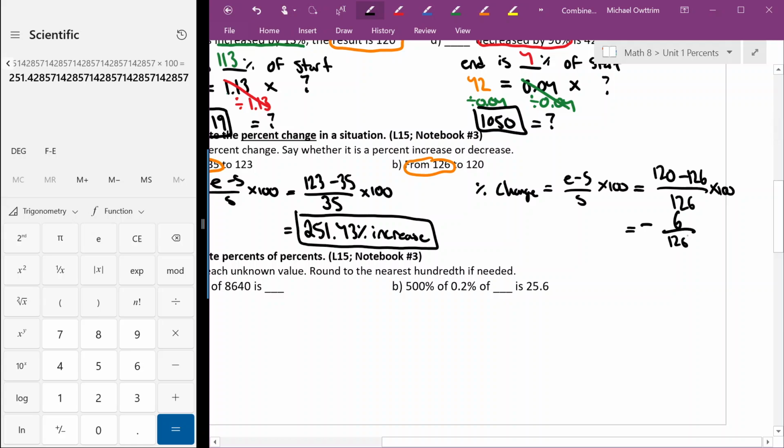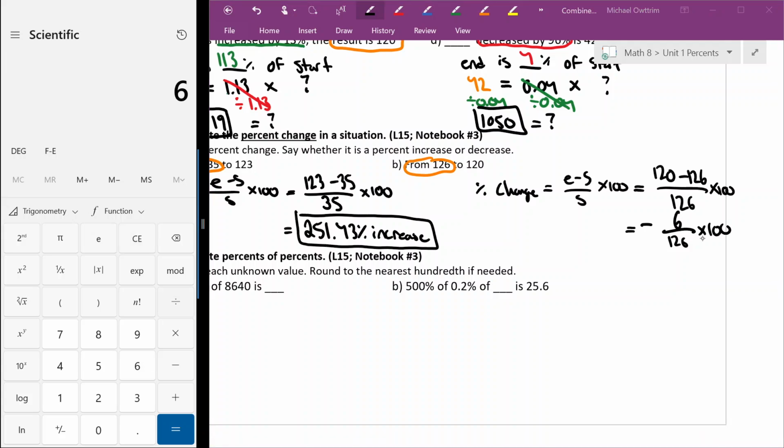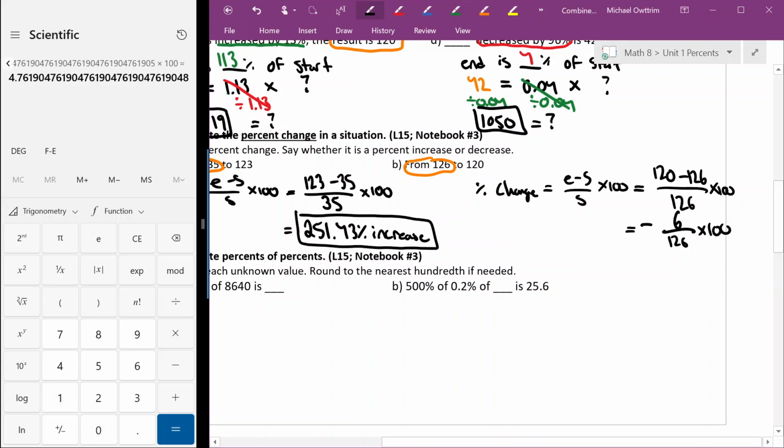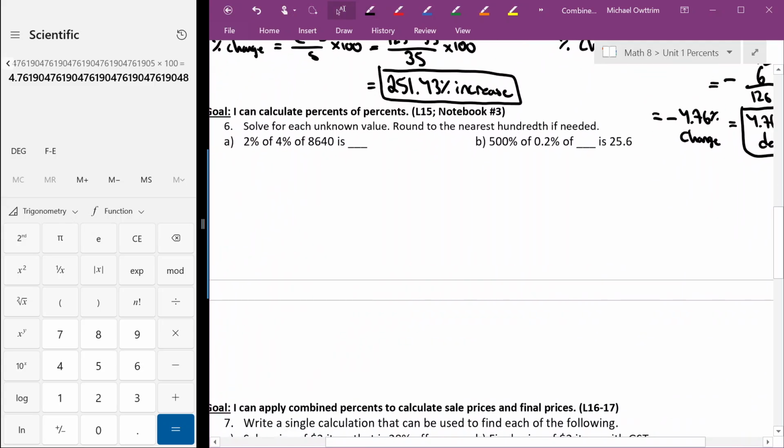Remember, the negative here is just telling you that you're going down, which we know we are, decreasing, so that's fine. We'll do the calculation. 6 divided by 126, which gives me this decimal. We'll multiply by 100, and we'll get this value. So you could say this is a negative 4.76% change, or you can say it's a 4.76% decrease. Since we are asked to label them as increases or decreases, we'll say decrease here. Okay.